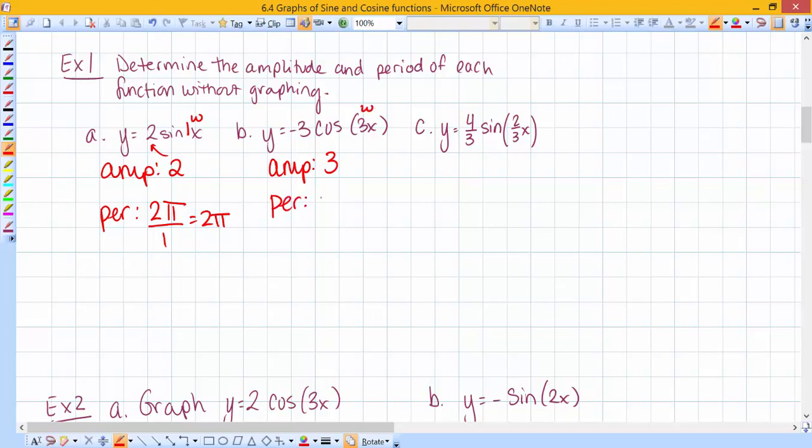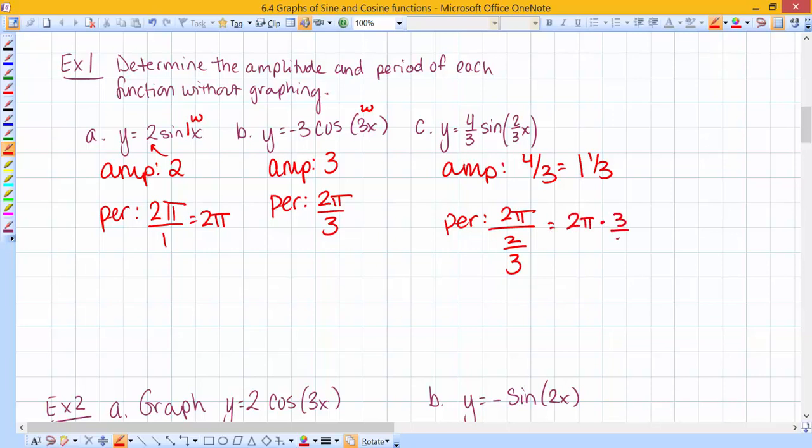Period. Here's my omega. 2 pi over 3. I can't simplify that, so it's going to stay 2 pi over 3. And then in C, my amplitude is 4/3, which is 1 1/3 when I go to graph this. Otherwise, it's 4/3. Period. 2 pi over 2/3. So I'm going to flip and take the reciprocal of the 2/3 and multiply. So I get 2 pi times 3 over 2. 6 pi over 2 is 3 pi. So that's got a nice long period. So the graph is going to be relatively slow.